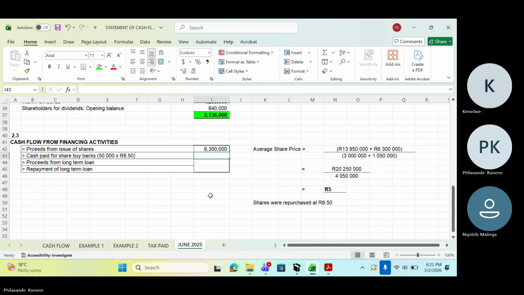$425,000. Is the 425,000 an inflow or an outflow? Outflow. Exactly, this is an outflow because we're buying back the shares. Okay, and then now proceeds from long-term loan, repayment of long-term loan. Now we need to check if we do have the information, any proceeds from long-term loan, any repayment of the long-term loan. Let's go and check.